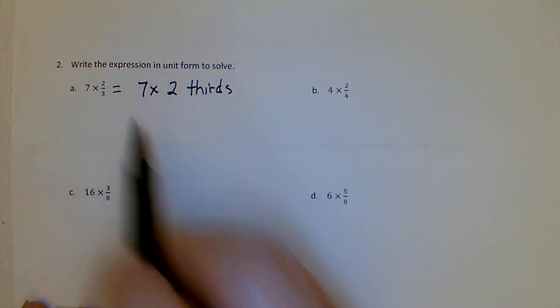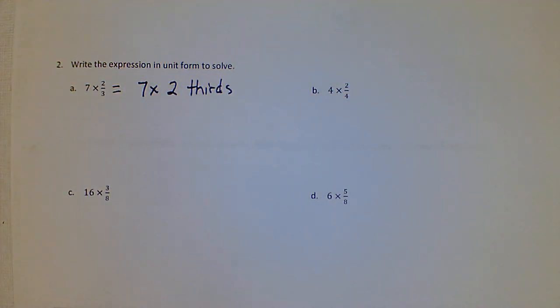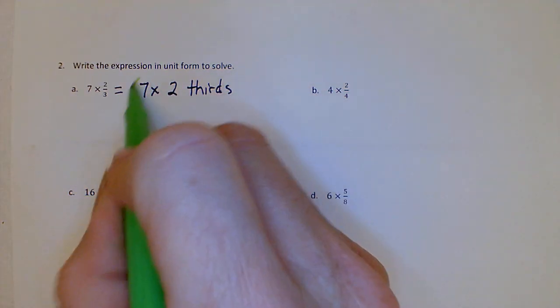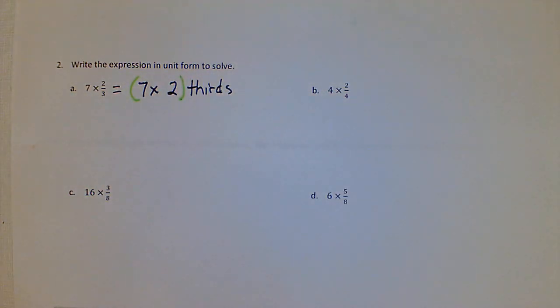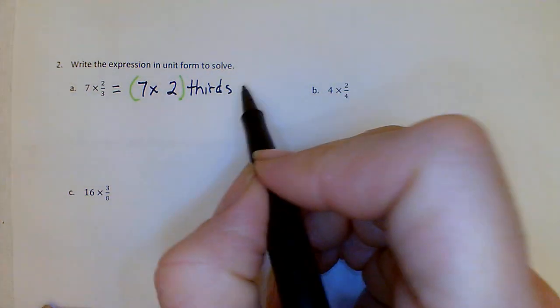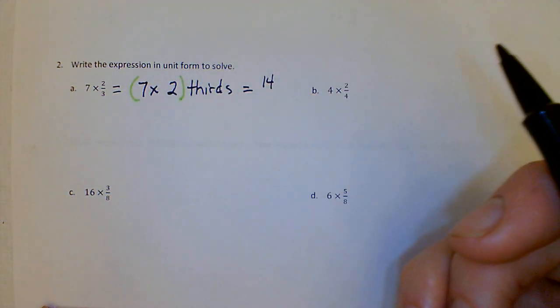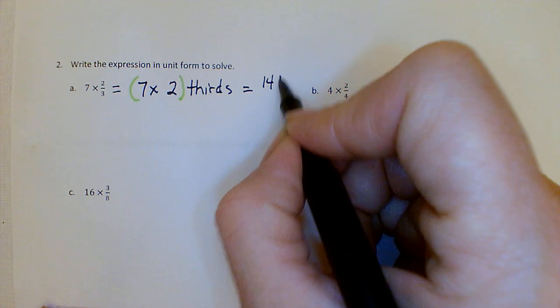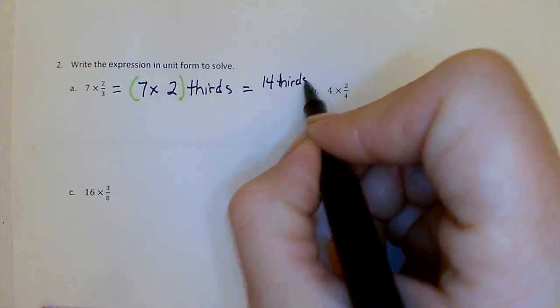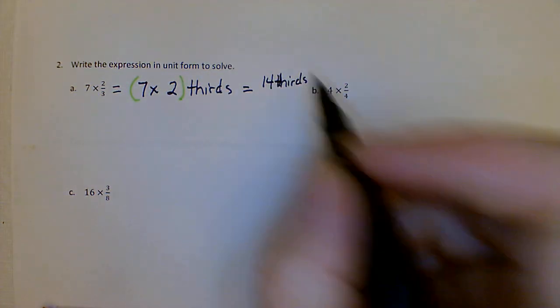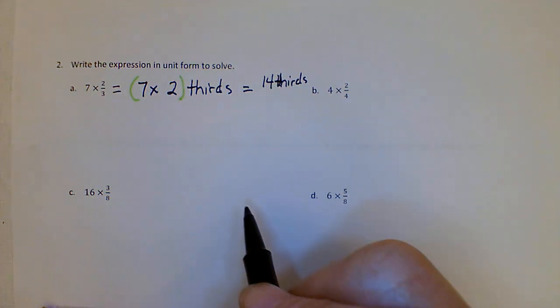And then you can just go ahead and group that 7 and 2. You can associate them. And so you would end up with 7 times 2 is 14. You'd end up with 14/3. I'm going to try and squeeze that in here. And another way to write that would be 14/3.